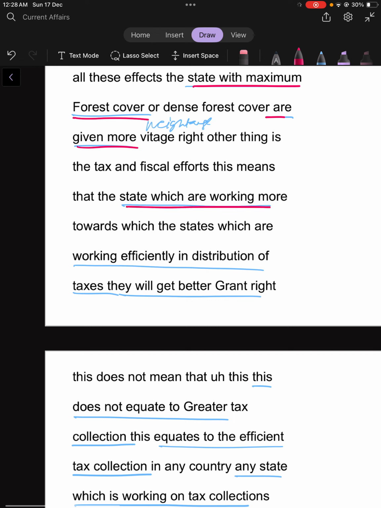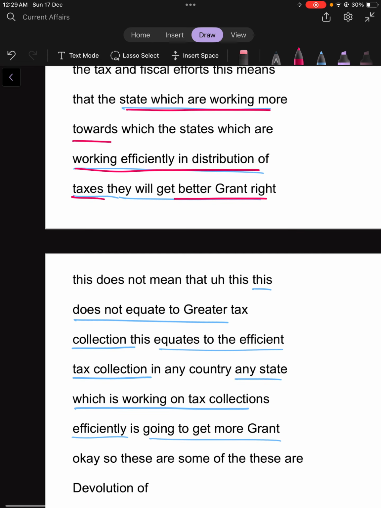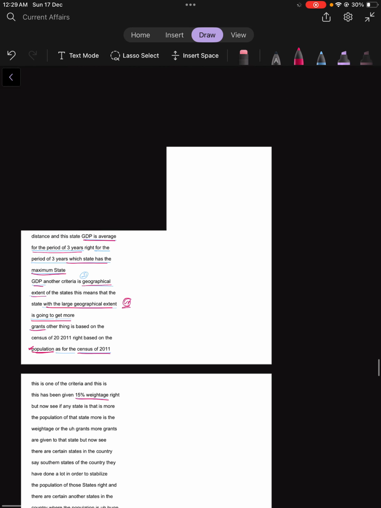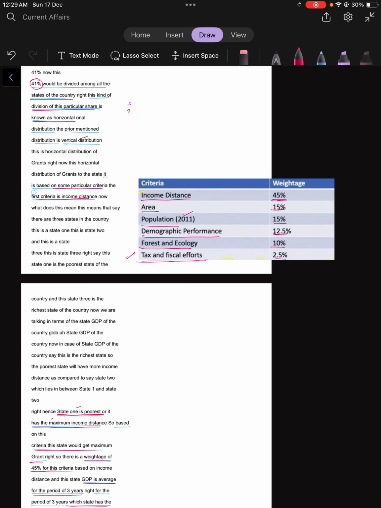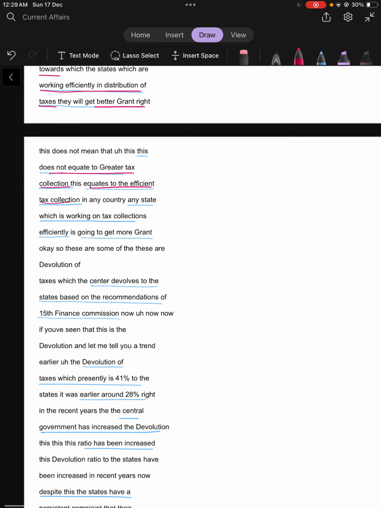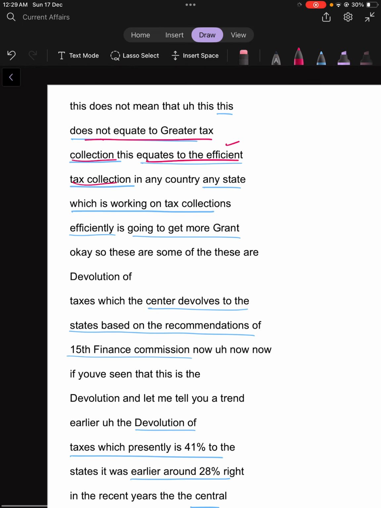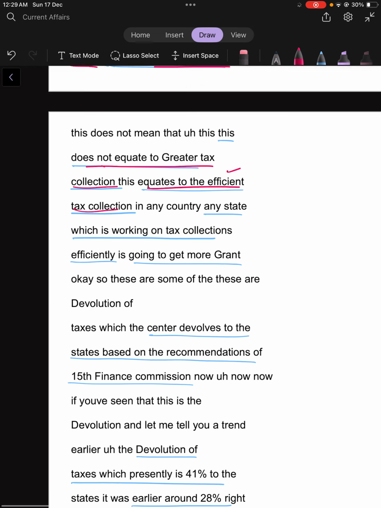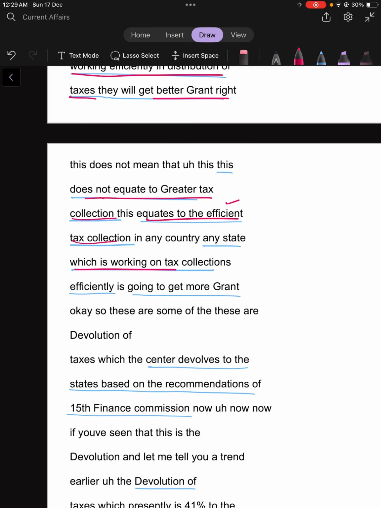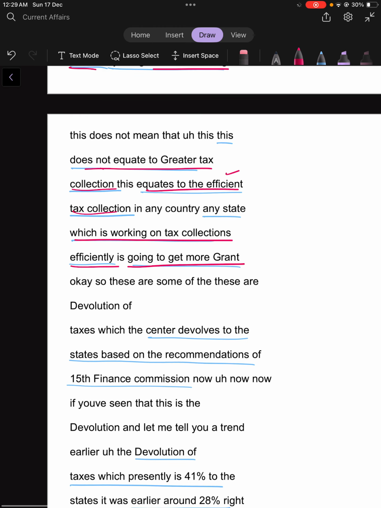States which are working more towards efficiency in the collection of taxes will get a better grant. This does not equate with greater tax collection, but equates with efficient tax collection. So one is tax and fiscal efforts. The state which has made better efforts to manage taxes, that equates to efficient tax collection. Any state which is working on tax collection efficiently is going to get more grant.